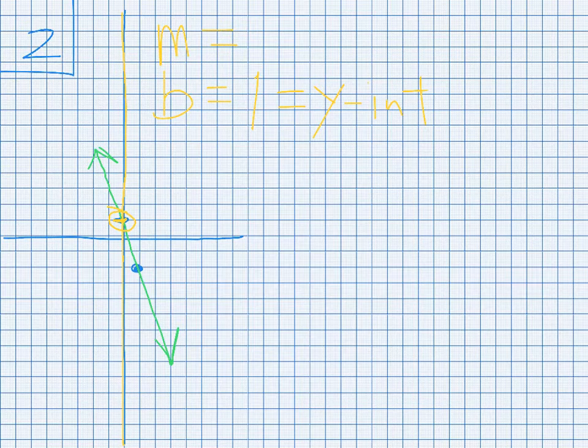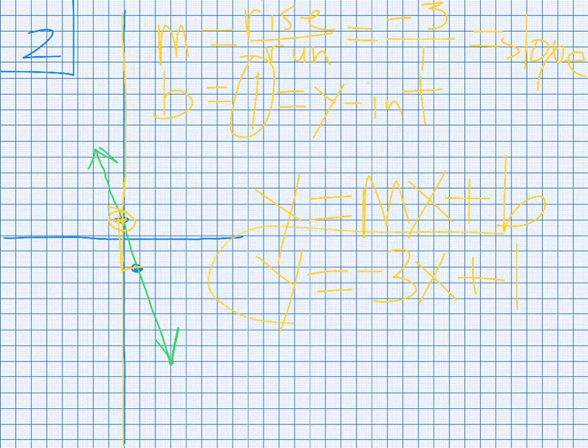And then the slope, remember, is rise over run. So we're going to do that part next. Just going from one point to the next, I would go down 3, right 1. The rise is -3, the run is 1. So that gives me the slope of just saying -3, right, if you simplified it. So let's use our y equals mx plus b. M is -3, and b is +1. Y equals -3x plus 1 is the answer.